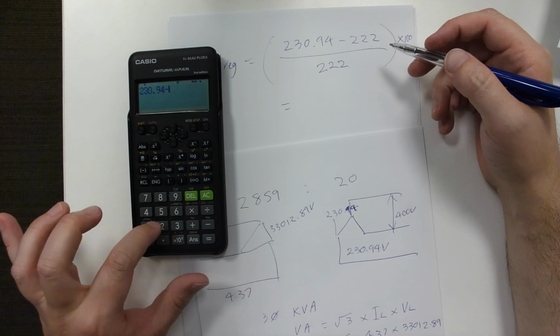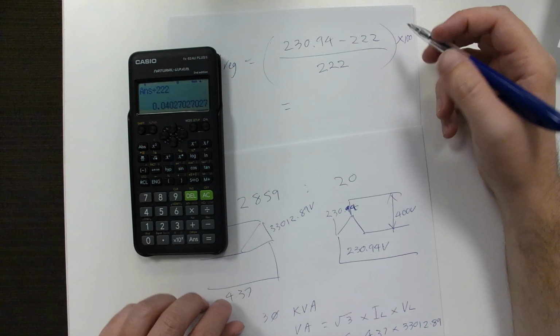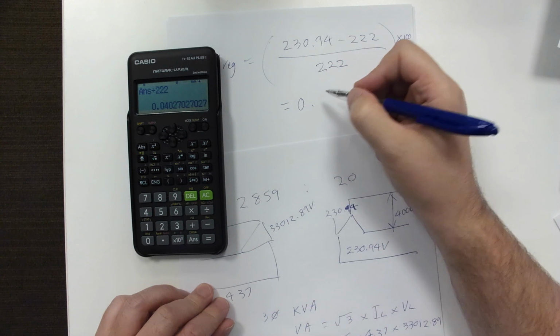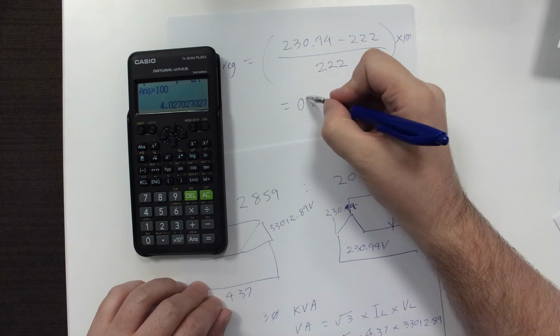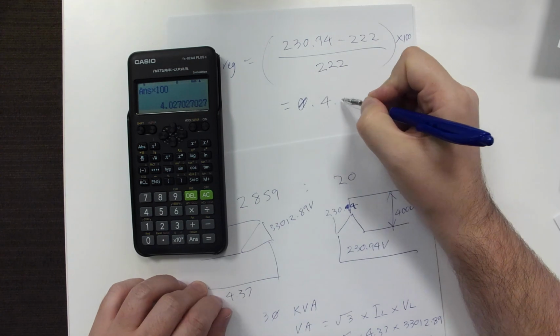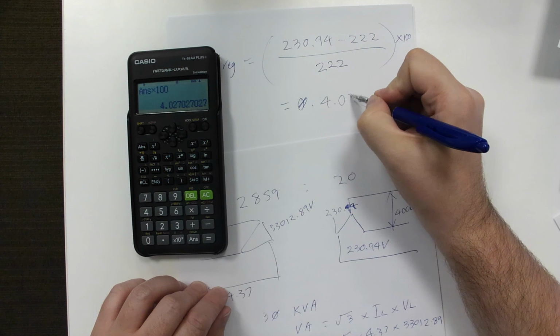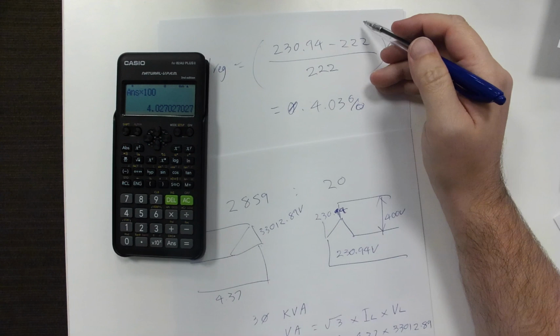So V reg equals, from our formula sheet, 230.94 minus 222, divided by 222, and we will get 0.04. I forgot to times by 100. So 4.037, so 4.03%.